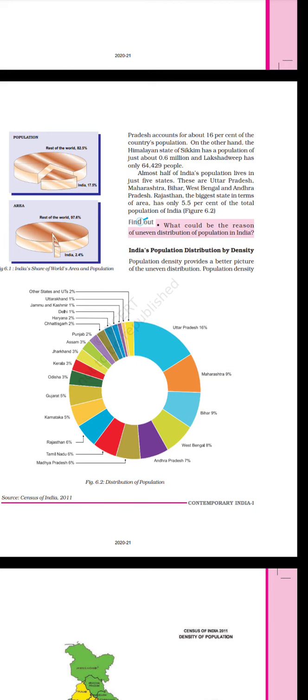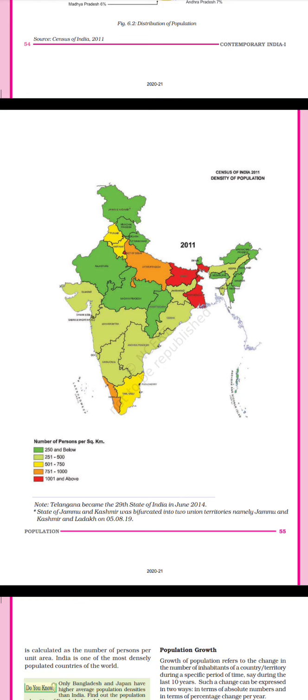Census of India 2011, density of population. Note: Telangana became the 29th state of India in June 2014. Number of persons per square kilometer: 250 and below, green; 251 to 500, light green; 501 to 750, yellow; 751 to 1000, orange; 1001 and above, red.